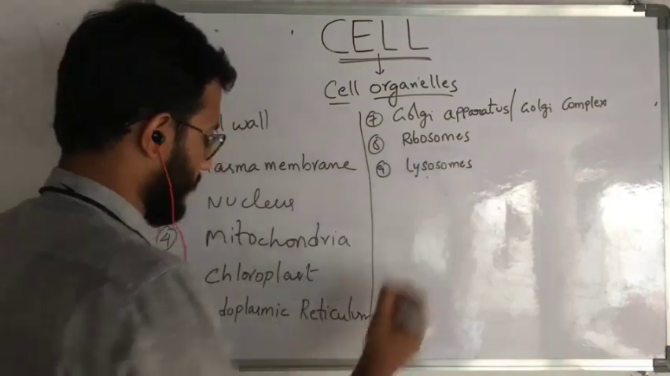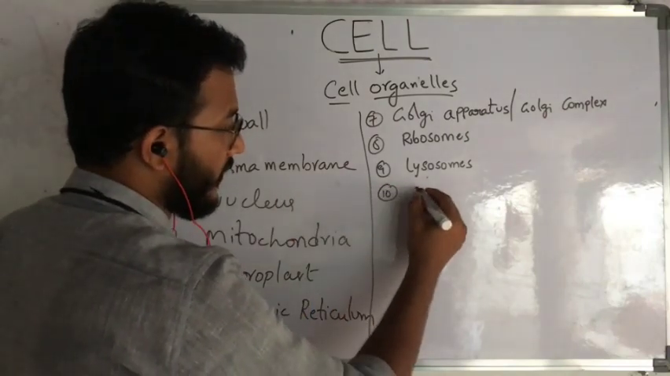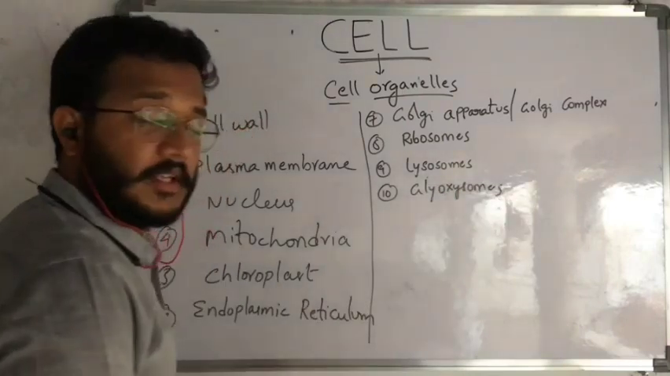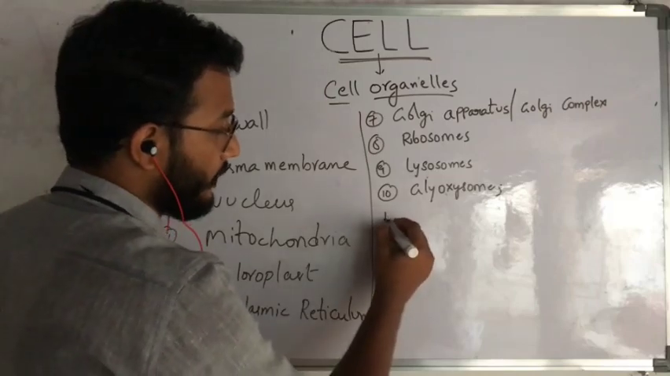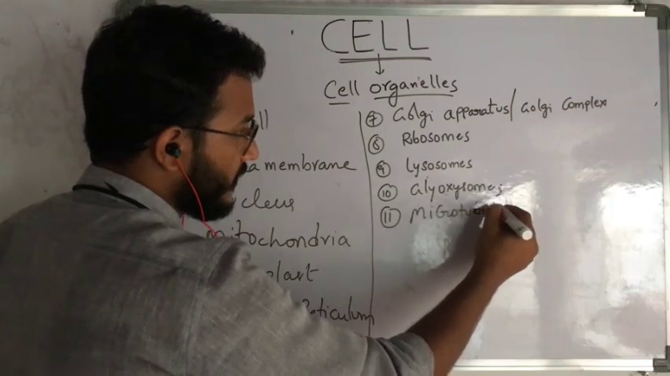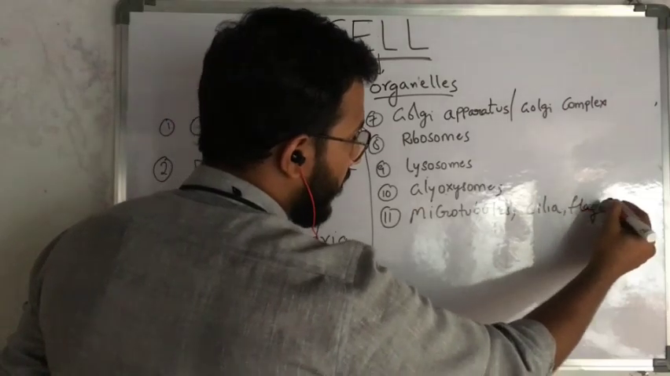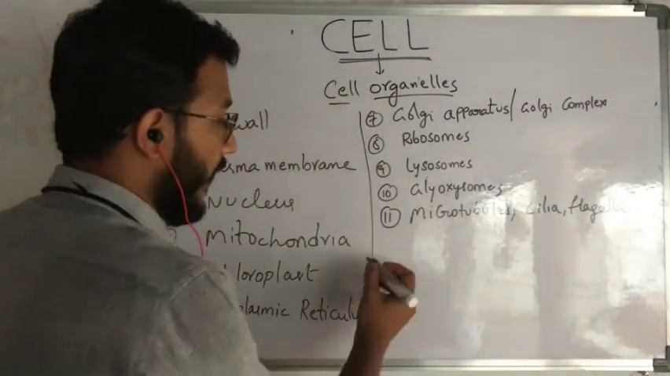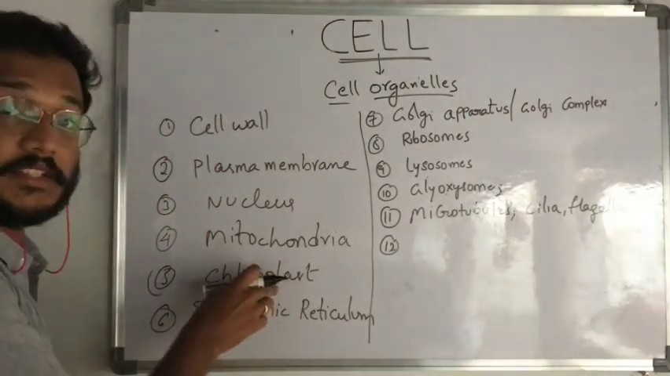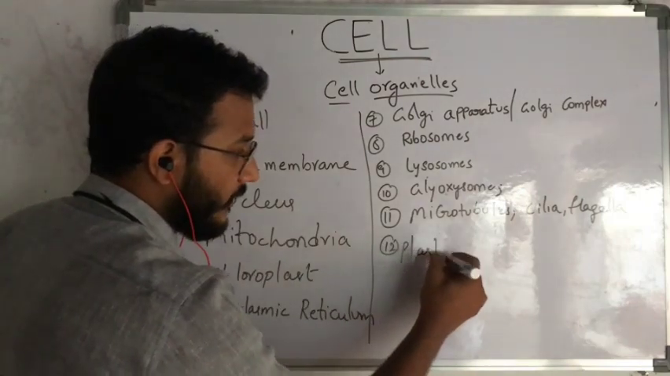And next one is lysosomes. And the 10th one is glyoxysomes. The 11th one is microtubules, and cilia and flagella also. And finally, there are so many types of plastids, but here we are studying the structure of chloroplast in detail. There are so many types of plastids in the plant cell.